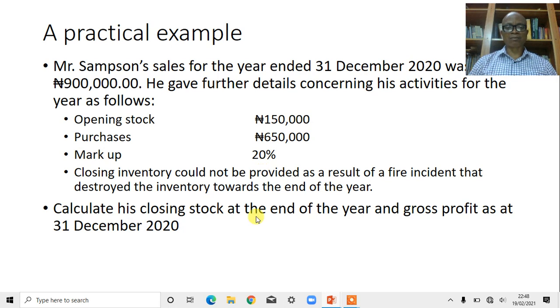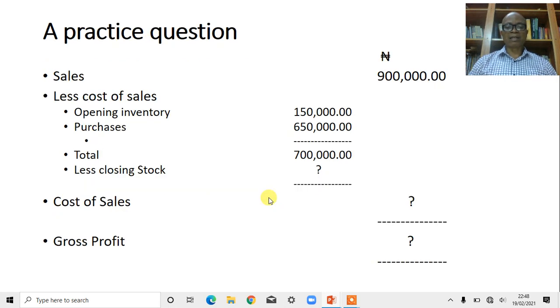So since we have been given a markup, let's look at the solution. Sales 900,000, opening inventory 150, purchases 650,000. That will give us a total cost of 700,000. Closing stock, I put a question mark here. Closing cost of sales, also a question mark. Gross profit, also a question mark, because all these have not been determined. So what do we do in this case?